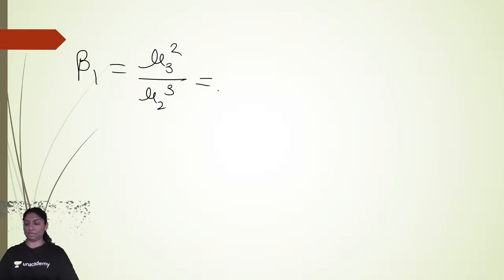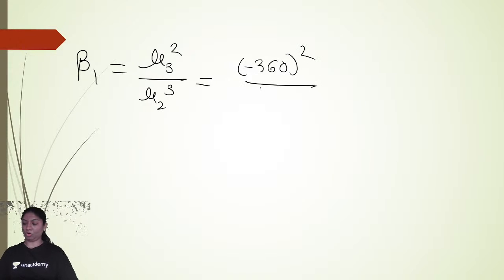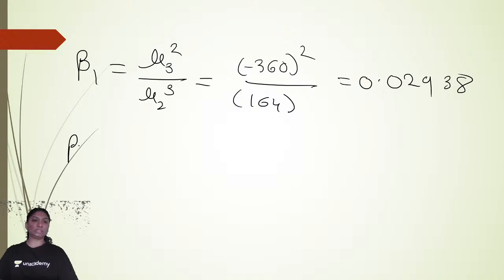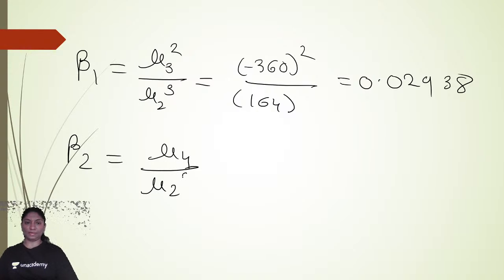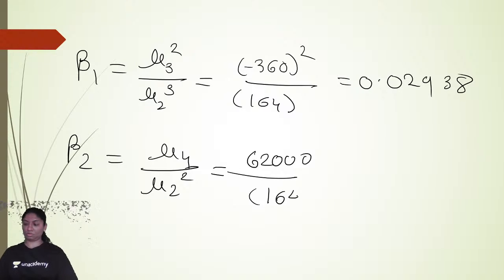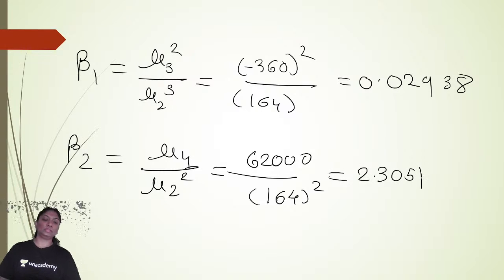2 cube, which is equal to, here, minus 360 square upon 164 cube, which is equal to 0.02938. Beta 2 is equal to mu 4 upon mu 2 square, which is equal to 6200 upon 164 bracket square, which is equal to 2.3051. Okay, this is the value of the coefficient of skewness and coefficient of kurtosis.